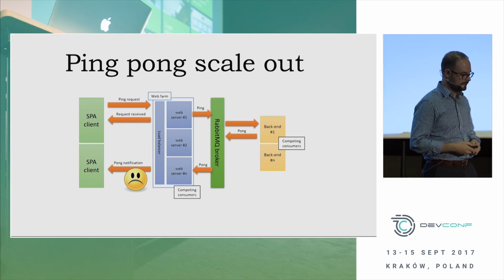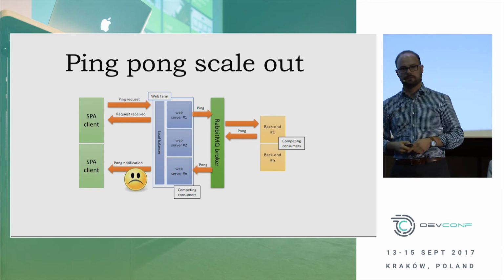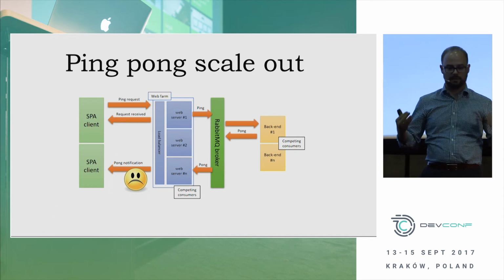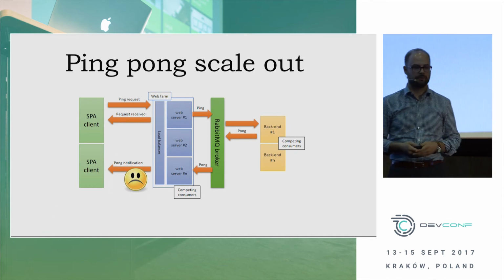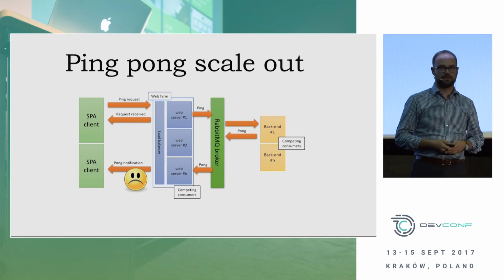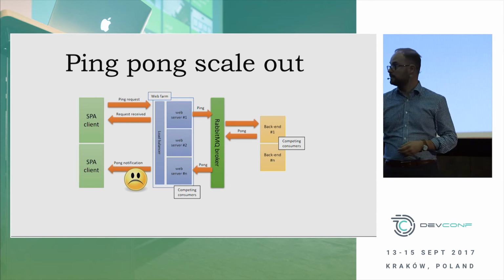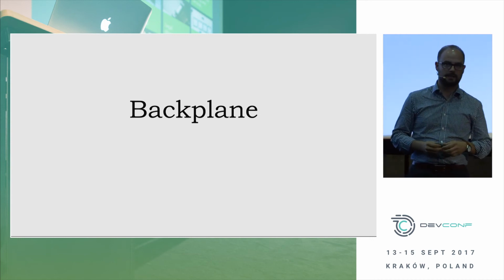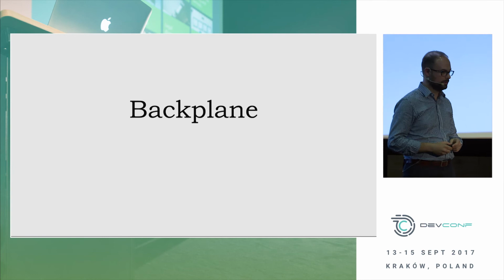So that's something that not only can happen at a sufficient scale, this will happen, and it will happen often, right? So if we want to scale out, the solution that we currently have is no good. So in order to solve this, we need a component that's called a backplane.